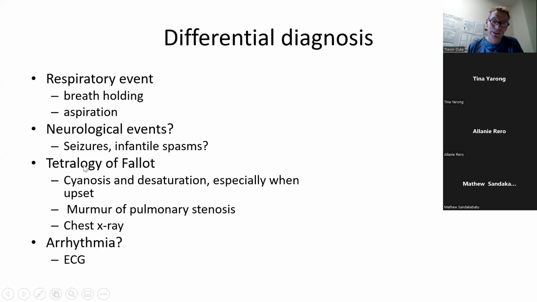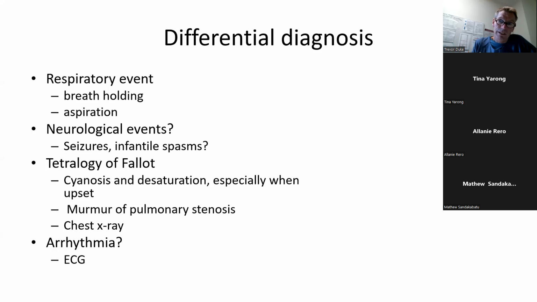And then, of course, the one that you would think about first is, could the baby have tetralogy of Fallot? Tetralogy of Fallot is the most common form of cyanotic congenital heart disease, and it typically presents with these episodes of cyanosis when a baby becomes unwell. A child with tetralogy of Fallot will have cyanosis and desaturation, especially when upset. They'll have a cardiac murmur, typically of pulmonary stenosis, not increased flow, but obstruction to flow across the narrowed pulmonary valve. And then they often have a characteristic chest X-ray that I'm sure you know.